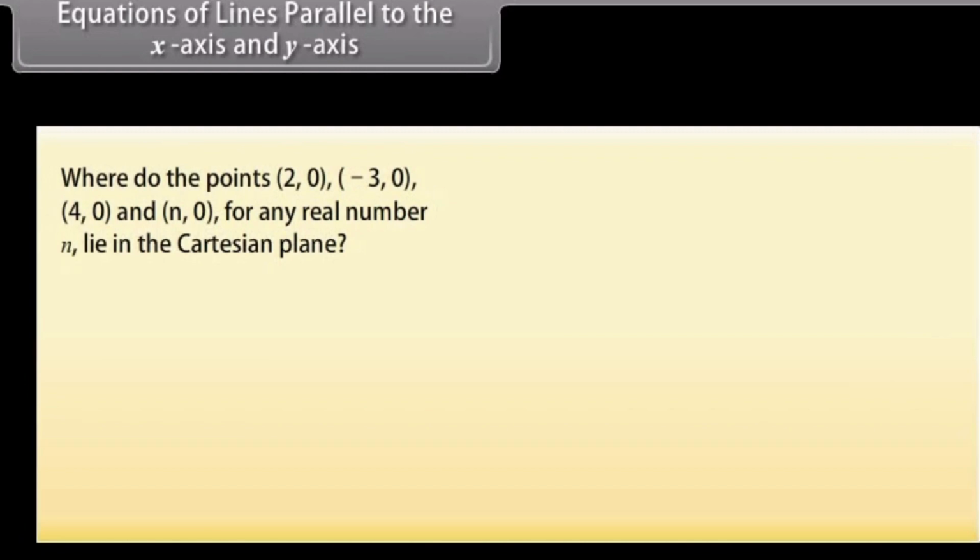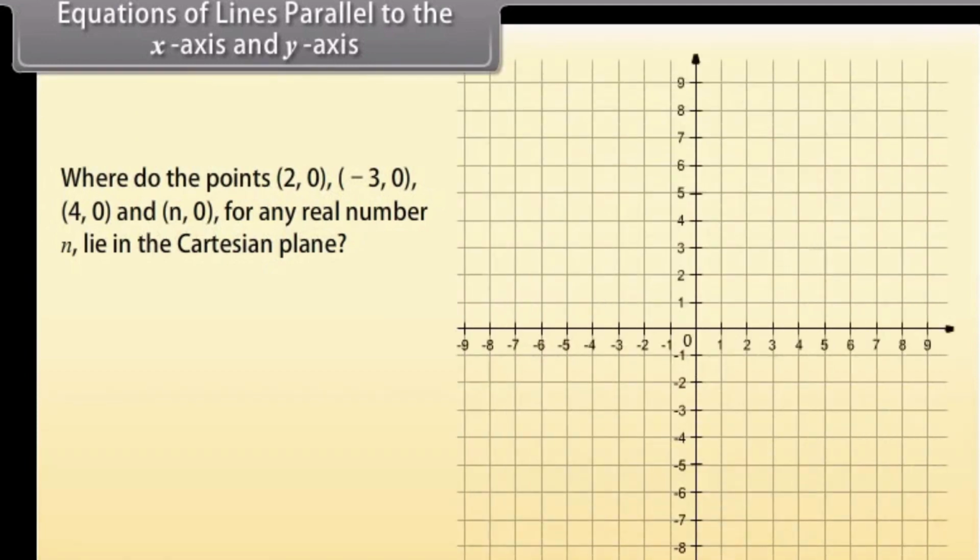Equations of lines parallel to the x-axis and y-axis. Answer one question now. Where do the points (2, 0), (minus 3, 0), (4, 0), and (n, 0) for any real number n lie in the Cartesian plane? Yes, they all lie on the x-axis, but do you know why? Because on the x-axis, the y-coordinate of each point is 0.